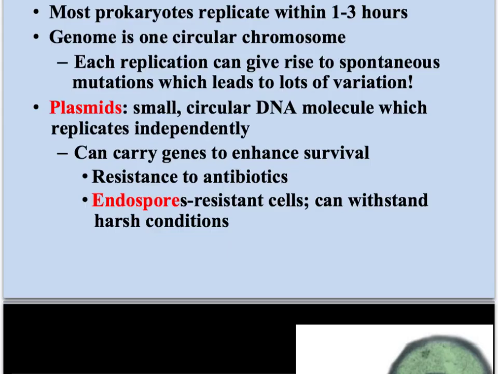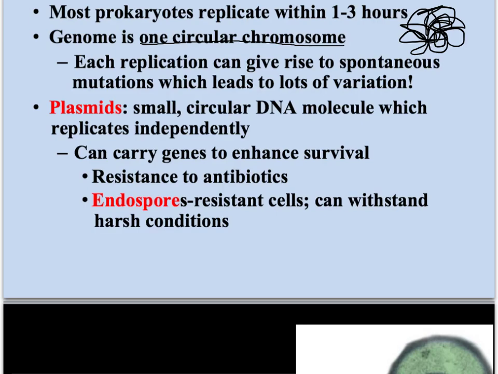Alright, so some features and adaptations of prokaryotes. Most replicate within 1 to 3 hours. Their genome is one circular chromosome. So this one circular chromosome is huge. So it's just wound up super tight and like a knot inside the bacterium. I'll show you a picture in just a minute. So each replication can give rise to spontaneous mutations, which leads to lots of variation. There are so many different types of bacteria, different types of prokaryotes.